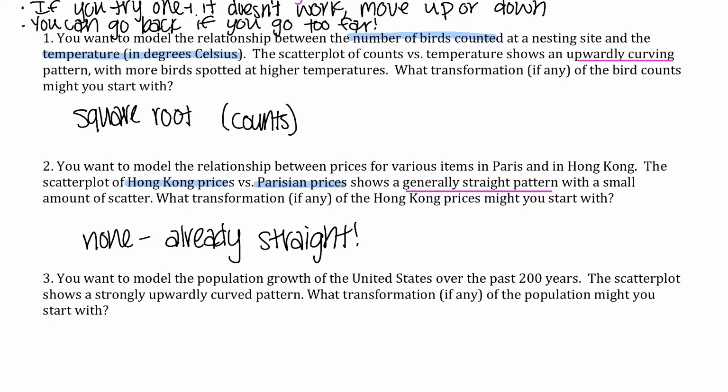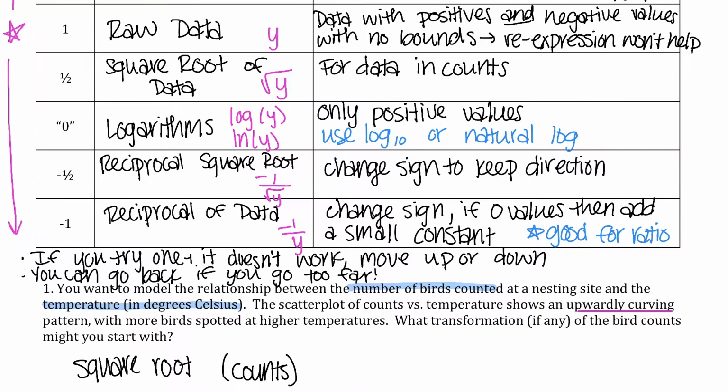All right, and the last example. You want to model the population growth of the United States over the past 200 years. The scatter plot shows a strongly upwardly curved pattern. What transformation, if any, of the population might you start with? So, population, that's counting people. So maybe you're thinking square root's a good option.